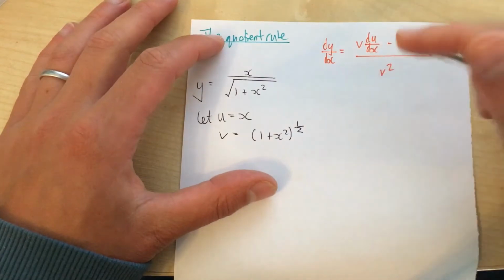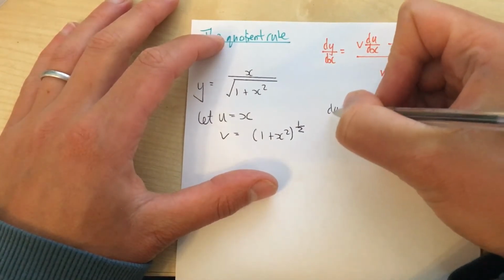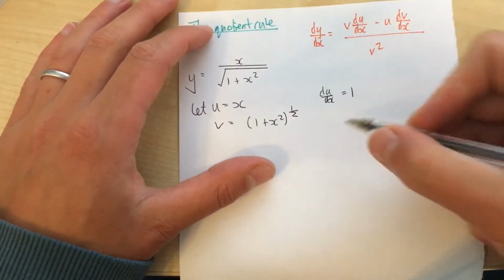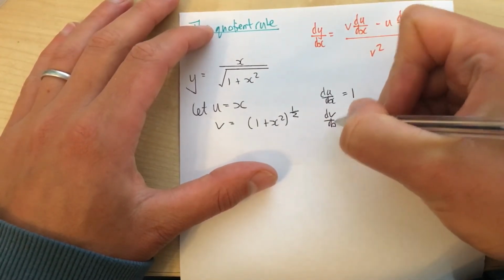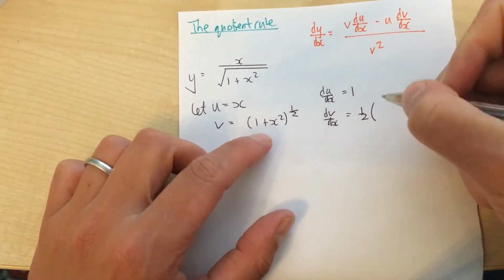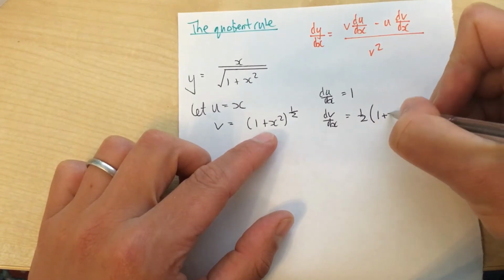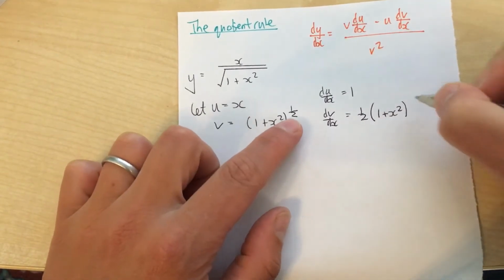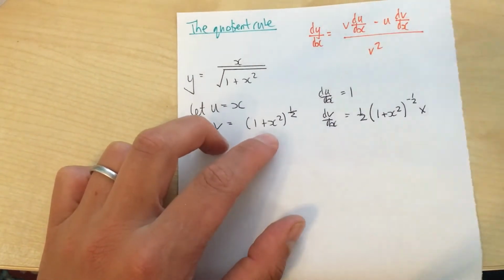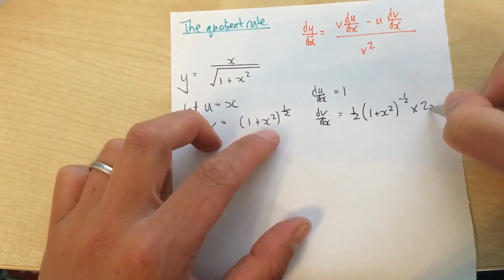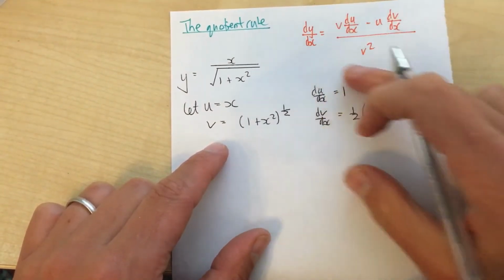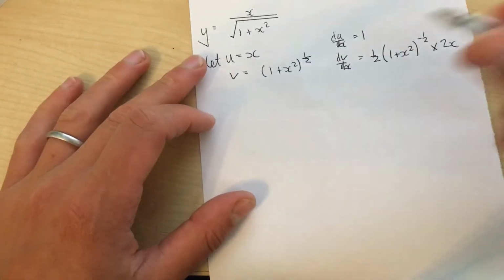Now we need du dx, that's the derivative of x, which in this case is 1, and we need the derivative of v, that's dv dx. And we need the chain rule to do that. So we bring the power down, that's a half, write in what's in the brackets, 1 plus x squared. Take 1 off the power and then multiply it by the derivative of what's in the brackets, in this case 2x. Now we have the different components to substitute into the quotient rule.